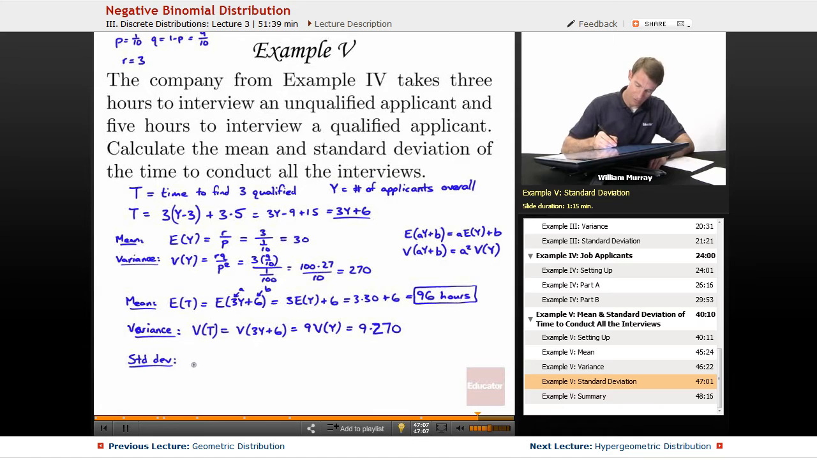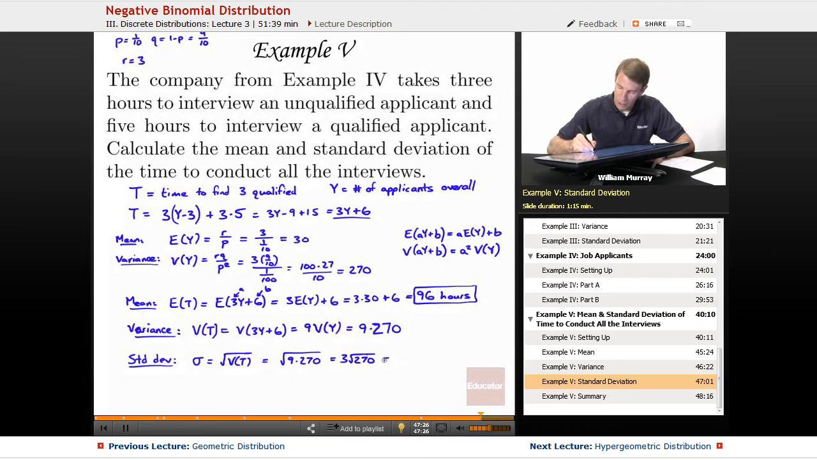The standard deviation is always the square root of the variance, V of t. And so that's the square root of 9 times 270. This is why I left it factored, so I can pull out 3 square roots of 270. And I can pull out another 3 because there's still a factor of 9 under there. So 3 times the square root of now 30, which is 9 square roots of 30.